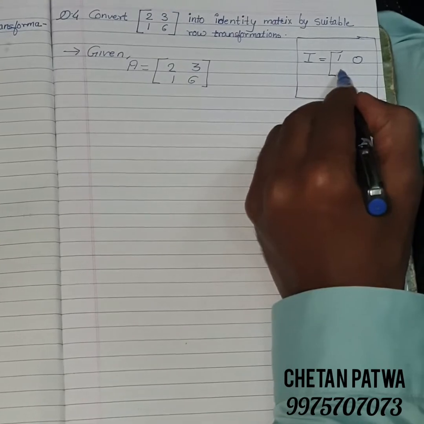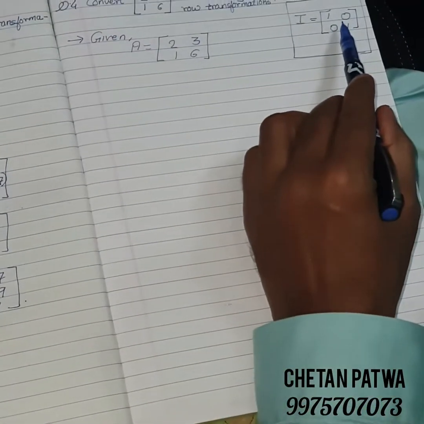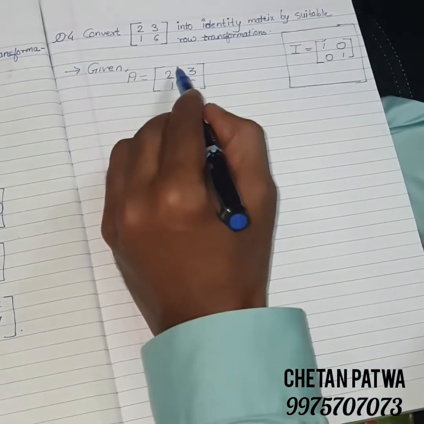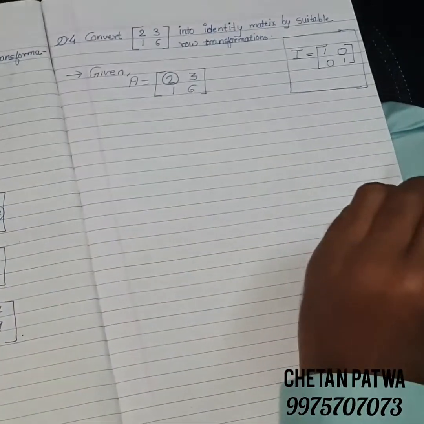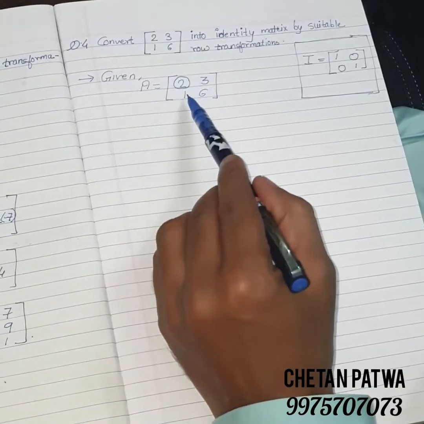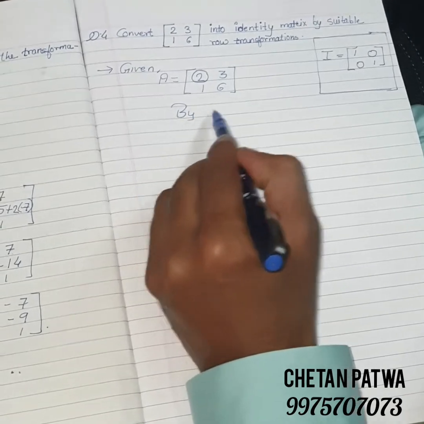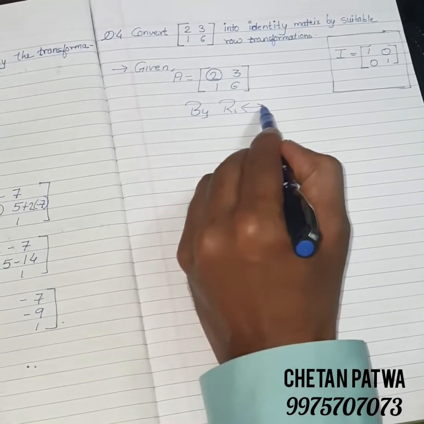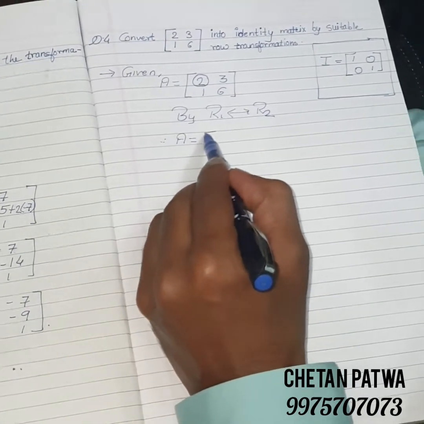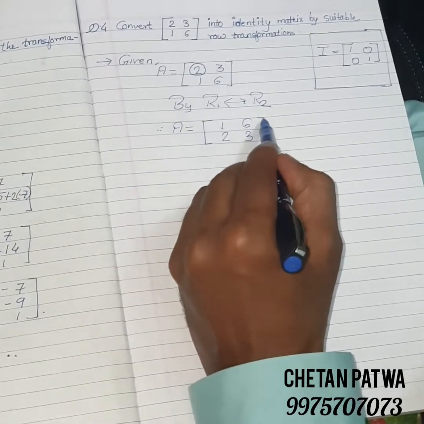1, 0, 0, 1. Now we will keep this matrix in mind and make the necessary changes in matrix A. Now here we are having 2. Instead of 2, here we have to convert it into 1. Now if you observe carefully, we are having 1 in the second row. So we can make the step R1 interchanging R2. So what we will get? Therefore A is equal to 1, 6, 2, 3.